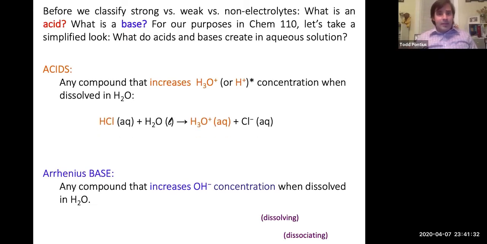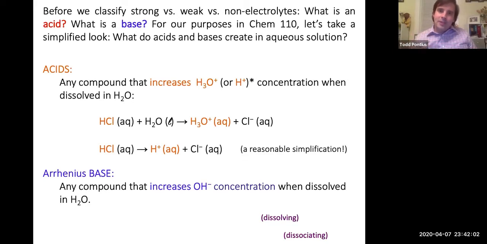So a good example is hydrochloric acid, HCl. When it's put into water, it readily breaks apart into Cl-, and the H+ will interact with the water and form this hydronium, H3O+. Now, I like to think of hydronium like a pinball game, where we have a hydrogen bouncing around between lots of different waters. So we can represent it like this, or we can represent it as just HCl dissociating into H+ and Cl-. So this is a reasonable simplification.